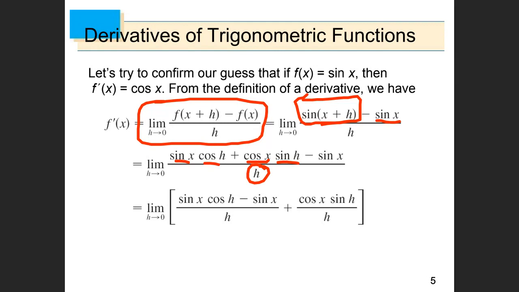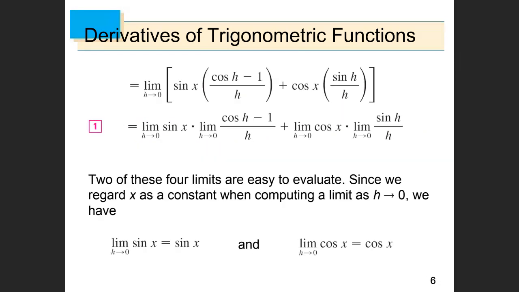So I'm grouping this piece and this piece here. So I have sine x cos h minus sine x over h, and then I have cos x sine h over h. All right. We're going to see why we're doing that grouping. We're doing the grouping because there's something that's common. In the first grouping, sine x is common, and in the second one, cos x is common. But now we don't know this. All right. This is where the challenge comes in.